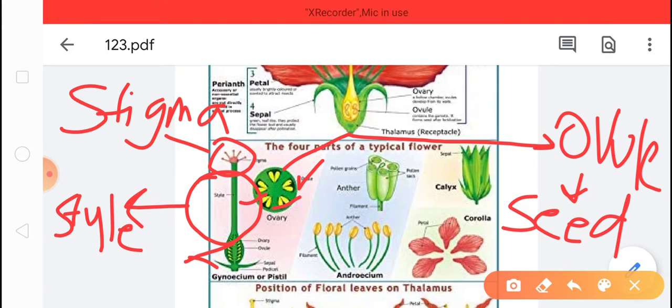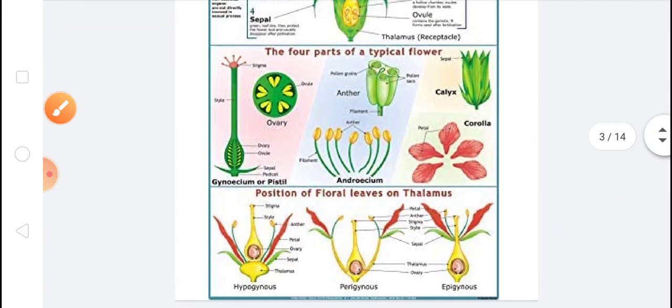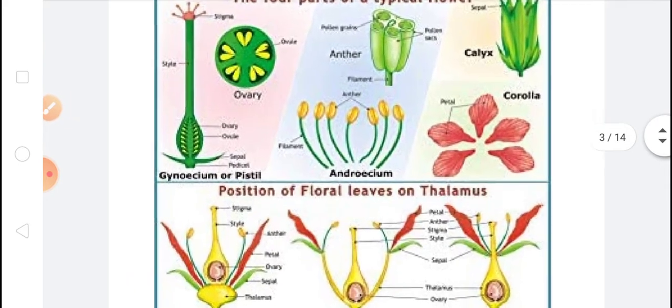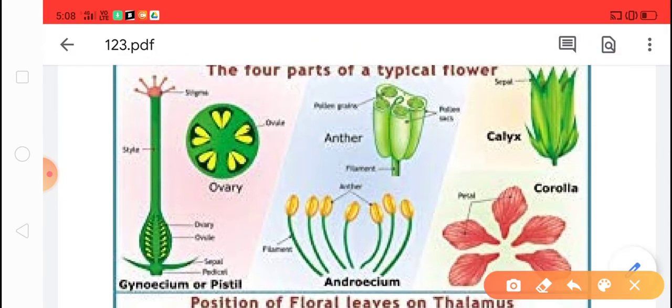I hope you understood. One more time, you can see the different parts of the plant. The base of the flower is called the thalamus. On the thalamus, the leaf-like green structure present is called sepals or calyx. Inside the calyx, the whorls of petals are there. The brightly colored petals are called petals or corolla.